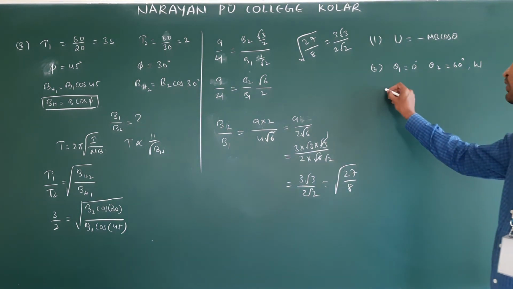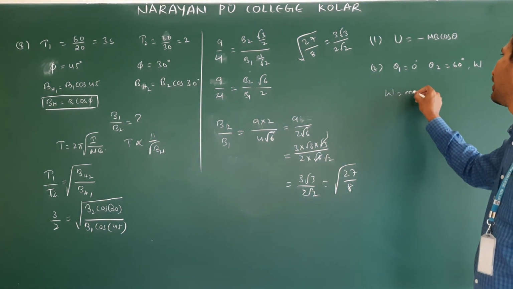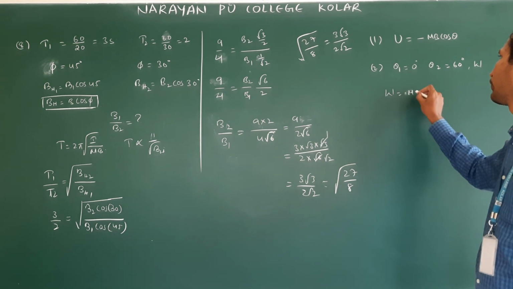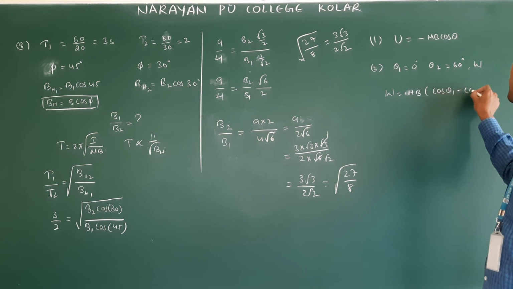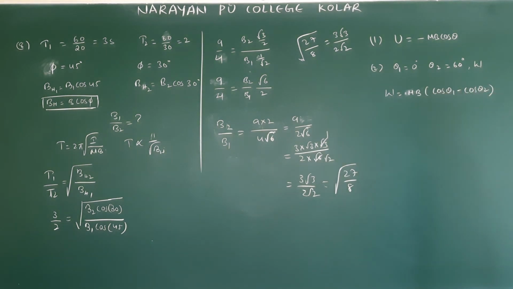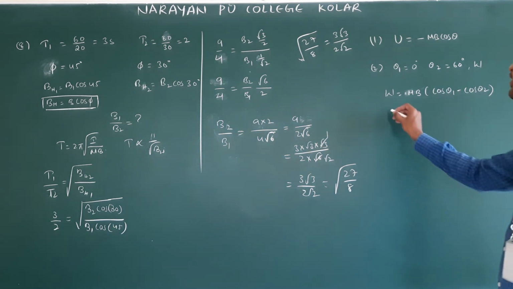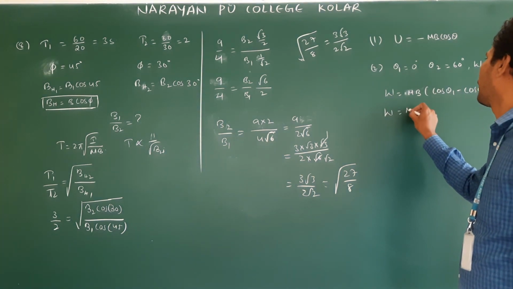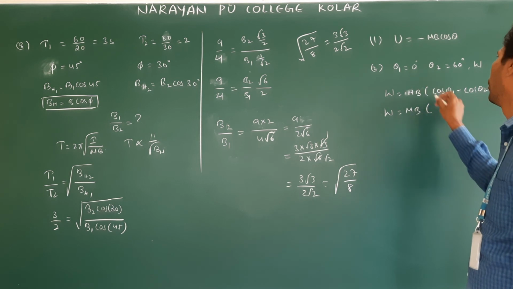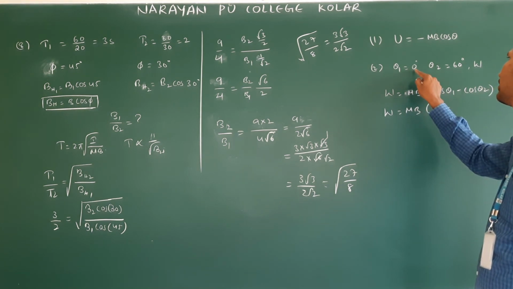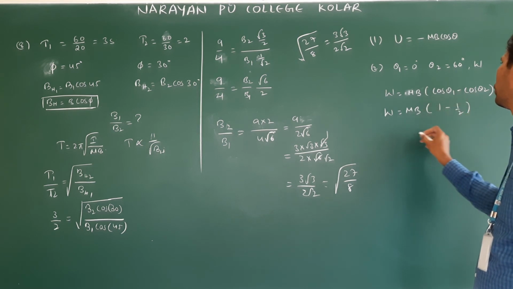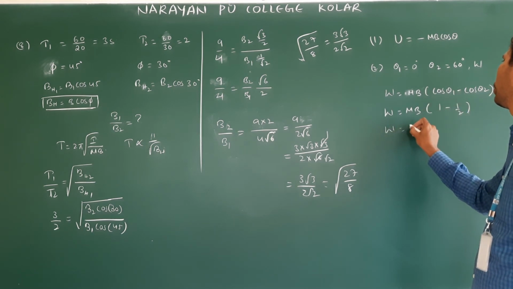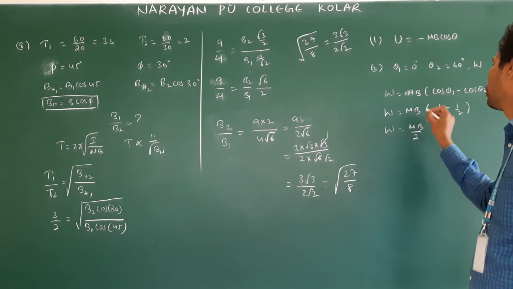So what is the work done formula to rotate the dipole? W is equal to mB (cos theta 1 minus cos theta 2). From this, cos 0 is 1, am I correct or not? Cos 0 is 1, cos 60 is 1 by 2. So W is equal to mB by 2.